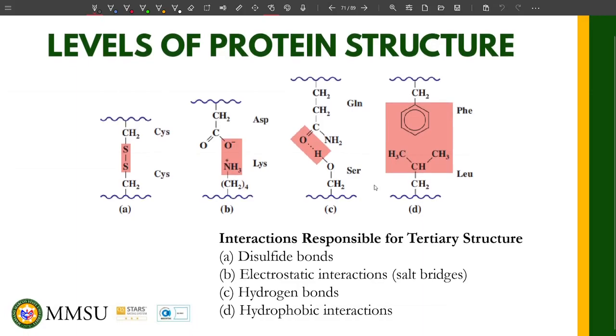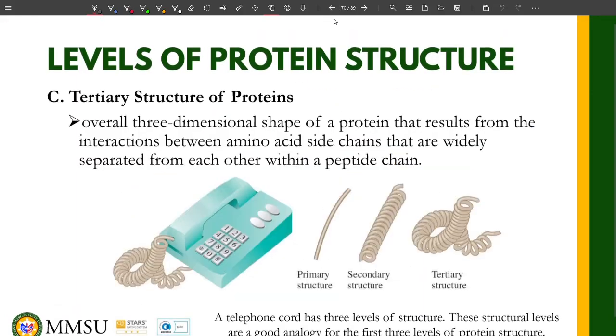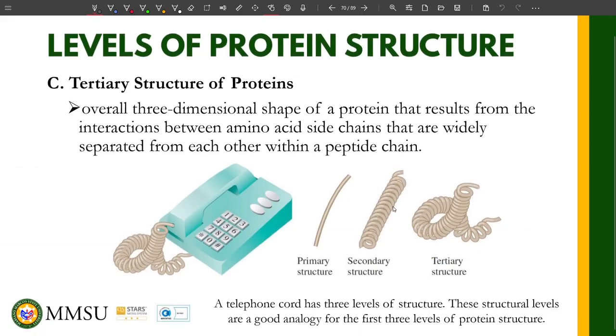So there are three interactions that are responsible for the tertiary structure. Before I forget pala, the difference between secondary and tertiary structure is that secondary structure only involves the peptide linkages. And then for tertiary structure kasi, it involves the interaction between the R groups and results from the interactions between the amino acid side chains.